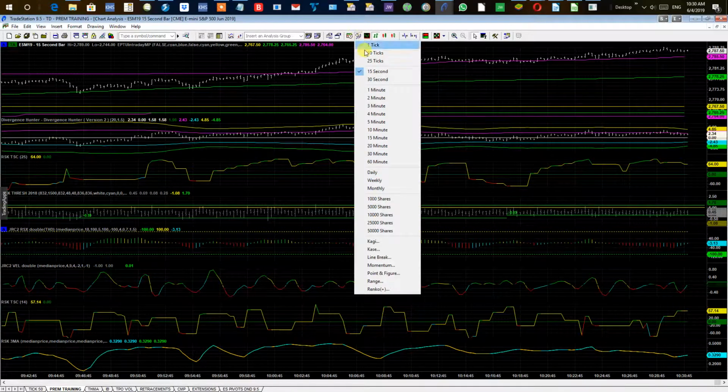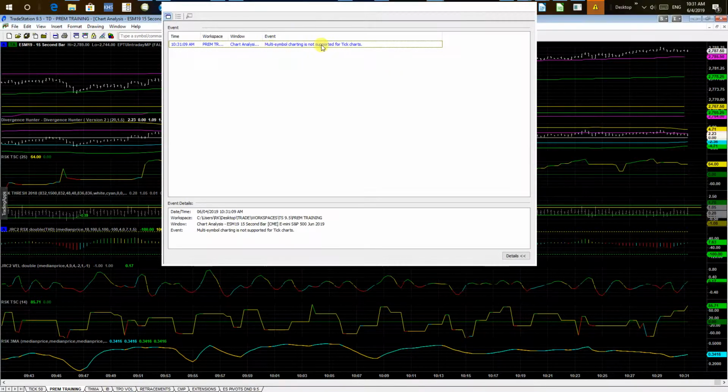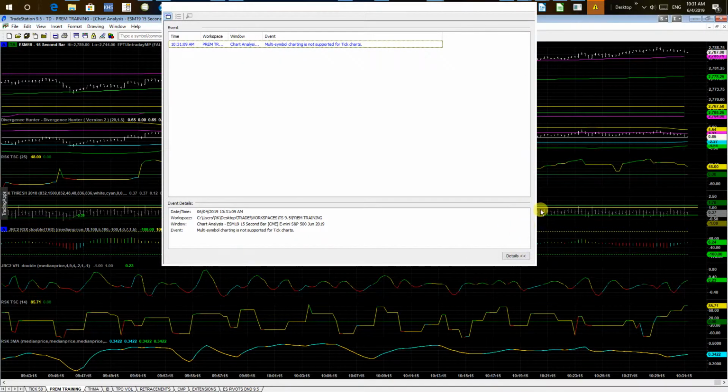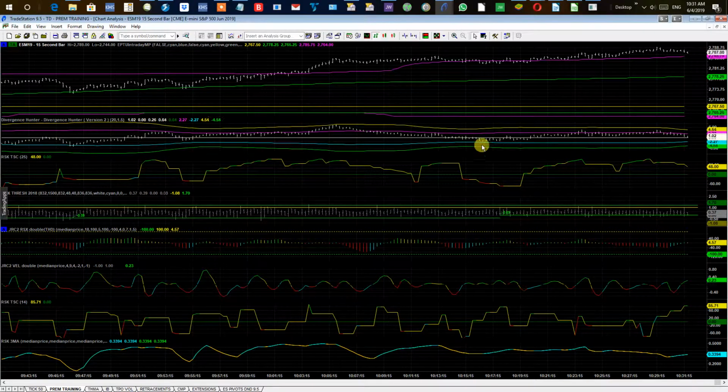I wish we could go down further, but if we go down much further than that, if we go down to a tick chart, this thing will crap out because we've got 2 different data feeds. See, can't use a multi-symbol chart for this. TradeStation needs to get on board. But anyway, this will take it down to 15 seconds, which, that's not bad.